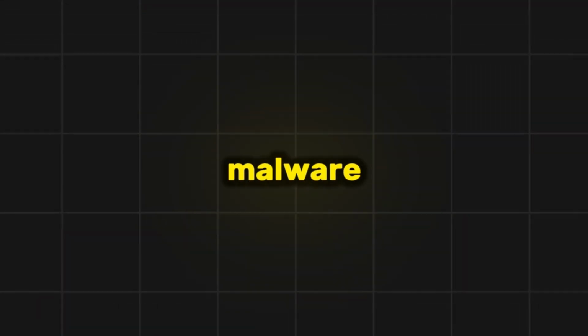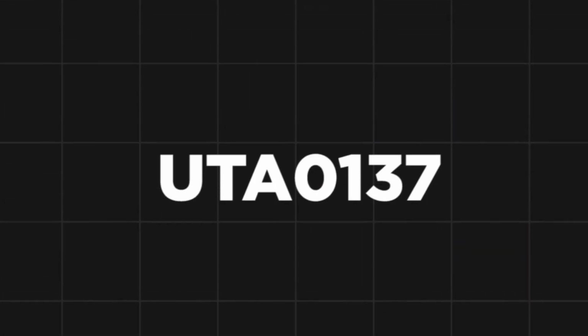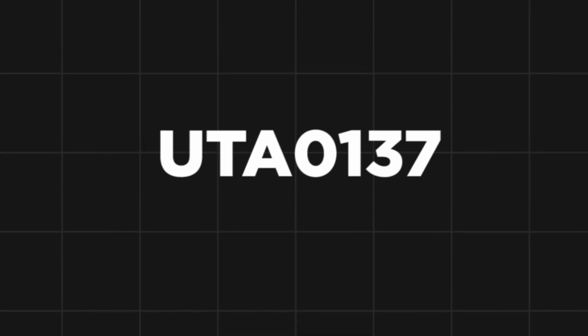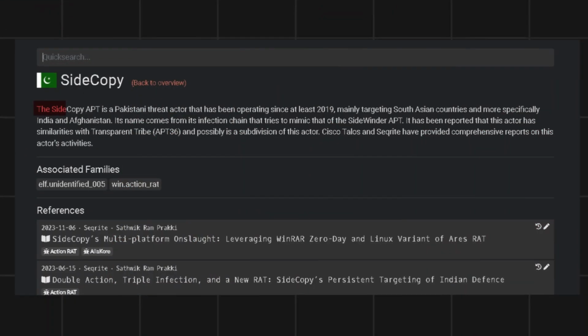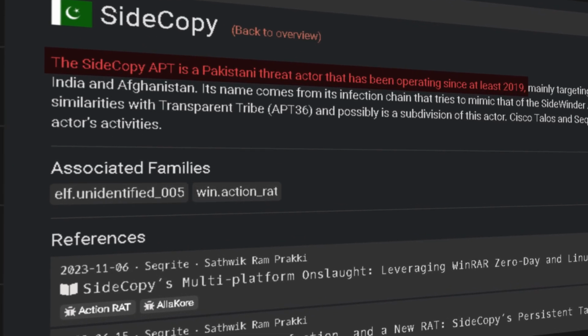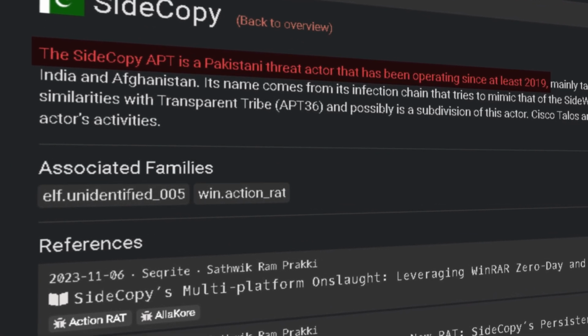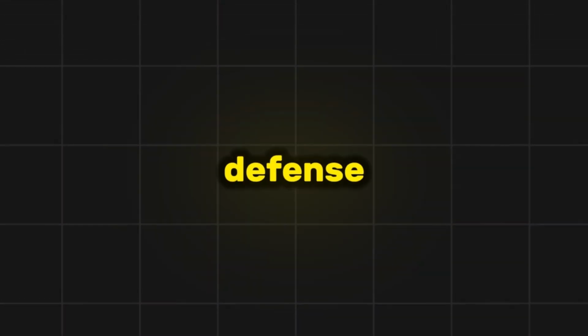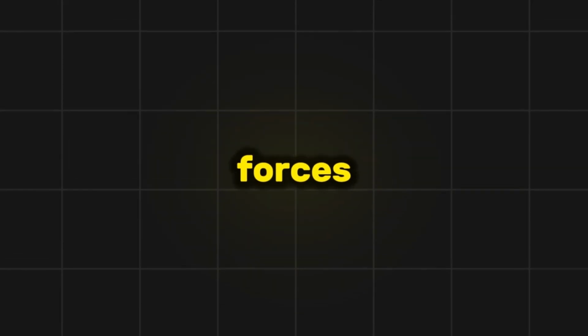You might be wondering who these attackers are. The malware has been attributed to a threat actor known as UTA0137, which is believed to be linked to a larger advanced persistent threat group called SideCopy. SideCopy is a Pakistani-based APT group active since at least 2019. Their primary target is the Indian defense sector. This group has gained notoriety for its persistent targeting of Indian defense personnel and armed forces.